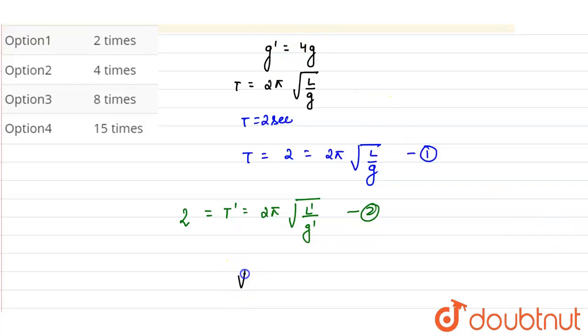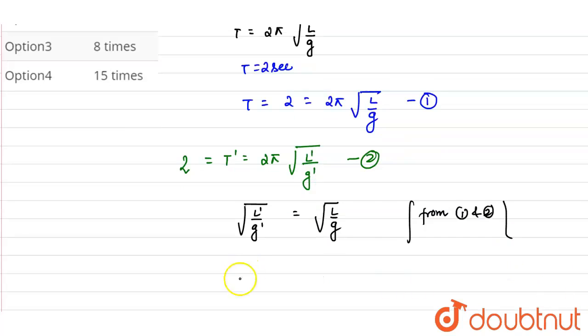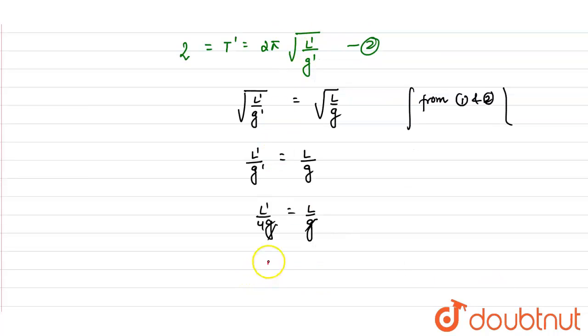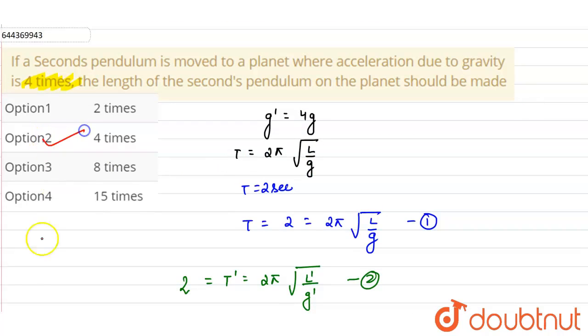We can write under root of L dash upon g dash will be equal to under root of L upon g, from 1 and 2. Okay. So L dash upon g dash will be equal to L upon g, and g dash is nothing but 4 times g. So this will be equal to L upon g. So the new length L dash must be 4 times the original length. Okay. So choosing from the options, option 2 is correct.